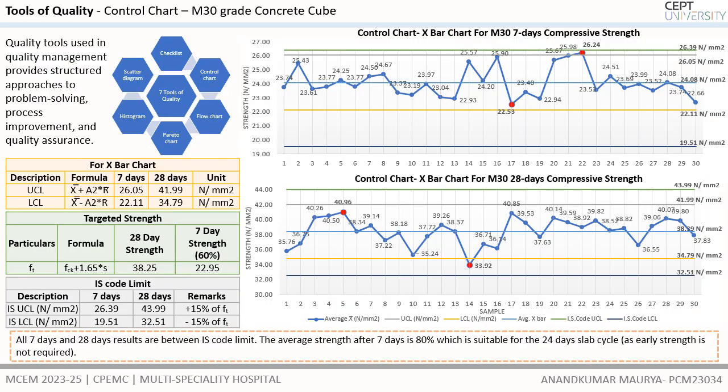A robust quality management system utilizes various tools to proactively identify, prevent, and address potential issues throughout the project lifecycle. Following are the seven tools of quality suggested by Dr. Kaoru Ishikawa in 1968: checklist, histogram, Pareto chart, fishbone diagram, control chart, flow chart, and scatter diagram. Here we are showing the control chart analysis for the M30 grade of concrete cube, 30 samples.